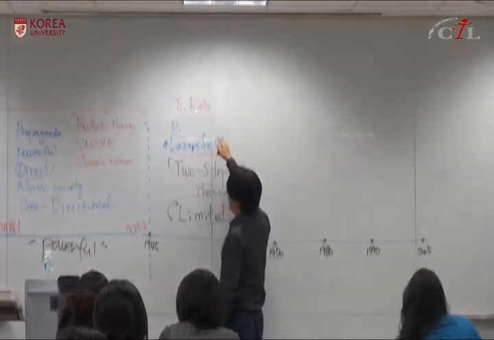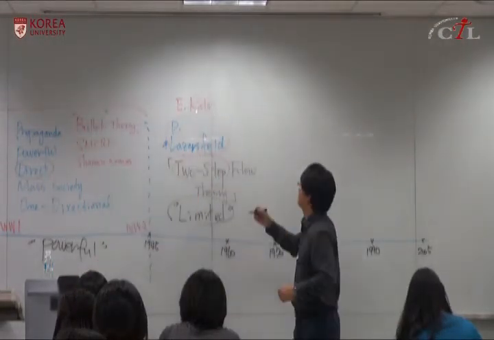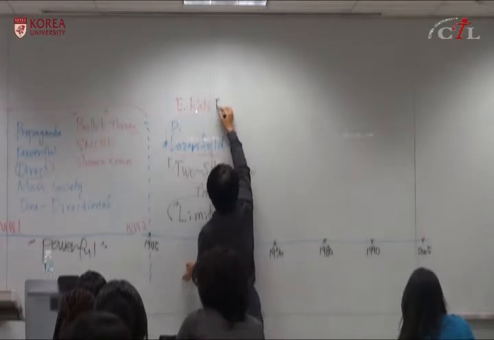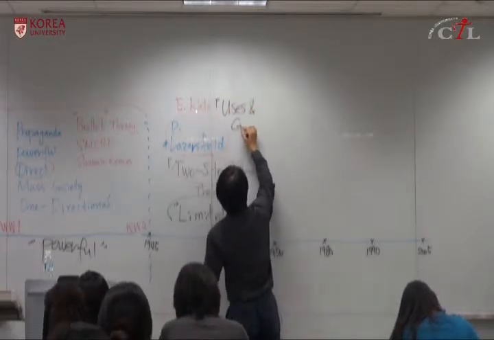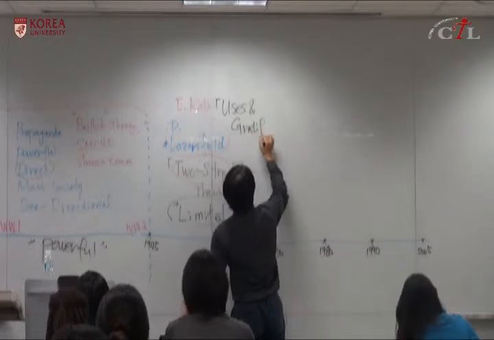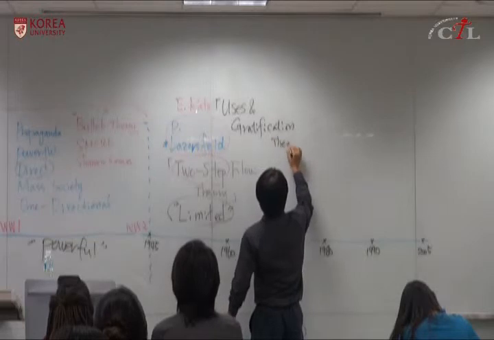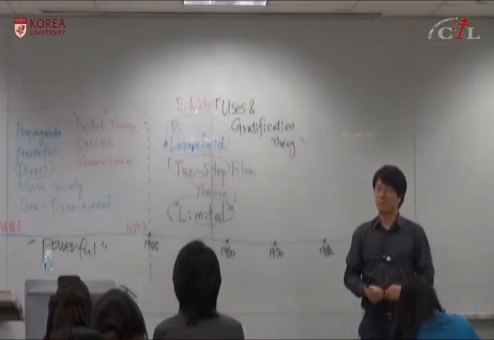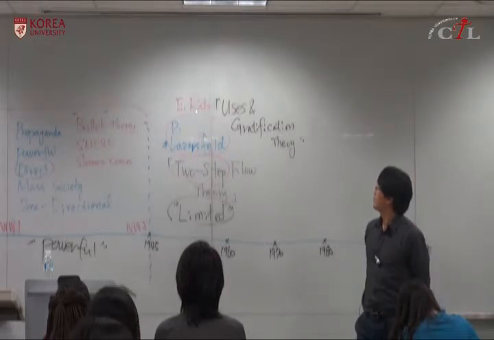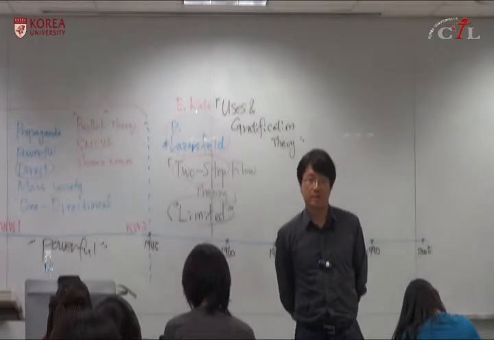In terms of that, Elihu Katz suggests a very important theory right here. Uses and gratification theory. Okay, memorize: uses and gratification theory.